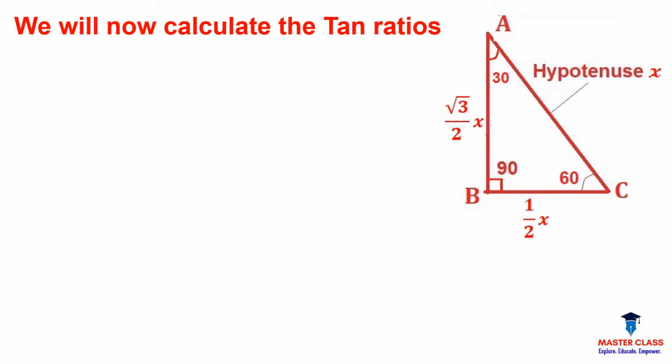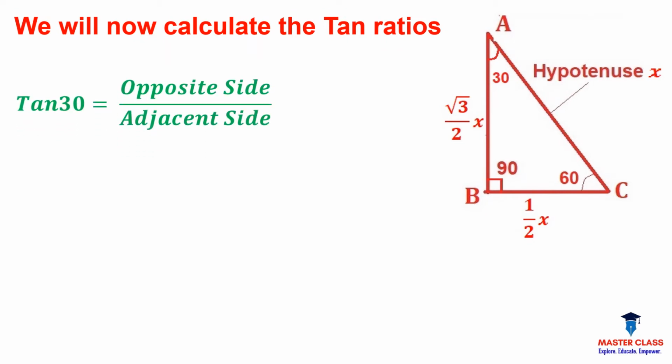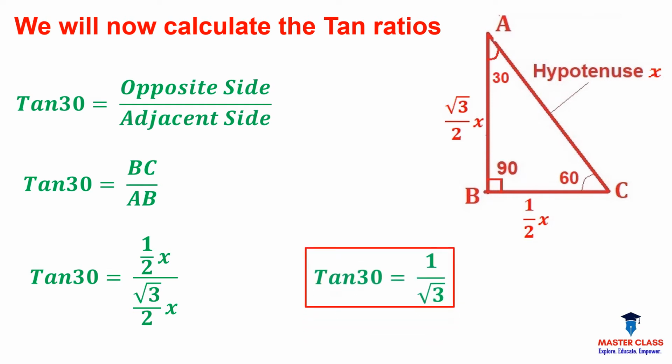We will now calculate the tan ratios. Tan 30 is equal to opposite side upon adjacent side. Therefore, tan 30 is equal to BC upon AB, that is equal to half x divided by root 3 upon 2 times x. So tan 30 works out to be 1 upon root 3.